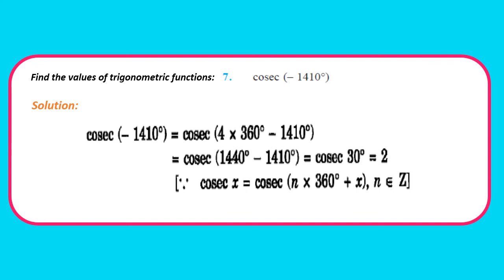And since the angle is given to be negative, it is not going to be in the first quadrant, so we are taking that in the second quadrant. So cosec of 360 into 4 minus 1410 is equal to cosec of 1440 minus 1410. So this becomes cosec 30 degree, which is equal to 2. Clear? So pause and note down the solution.